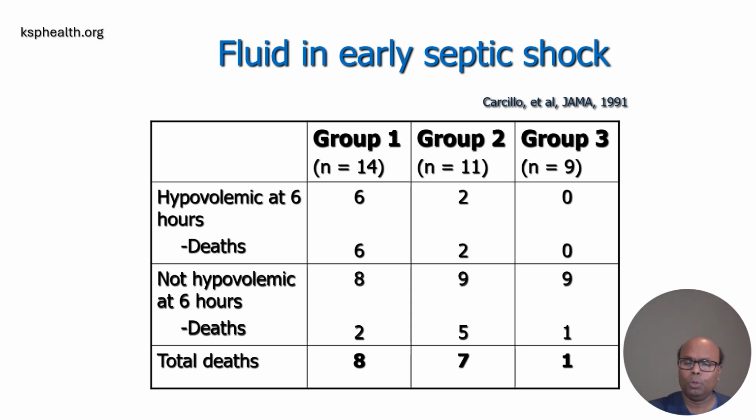Group 2 received 20 to 40 ml per kilo in the first hour, and 7 out of 11 died. The third group, who received more than 40 ml per kilo, had only 1 death out of 9. That prompted the recommendation to give 20 ml per kilo 3 times to reach 60 ml per kilo. That standard persisted almost 30 years since that publication came out.